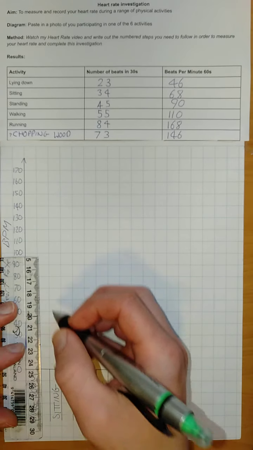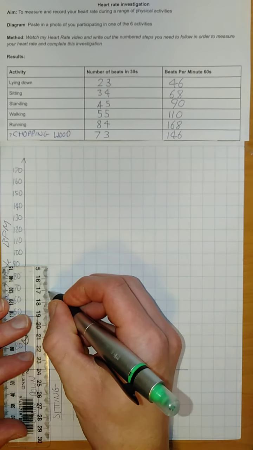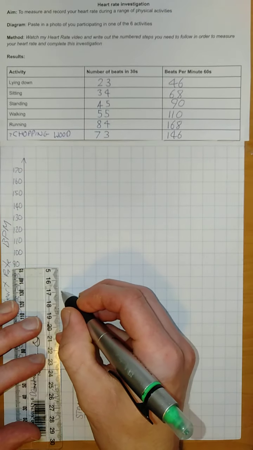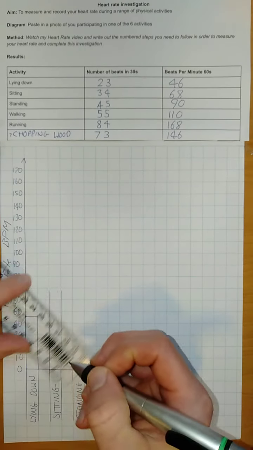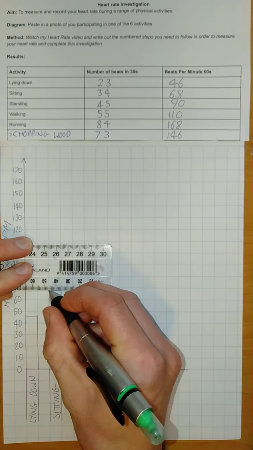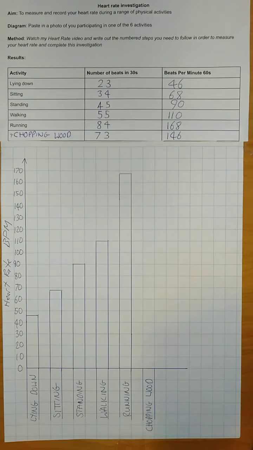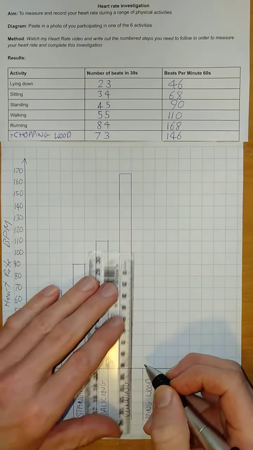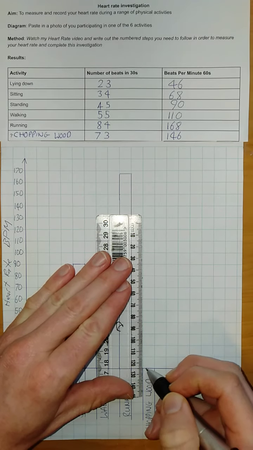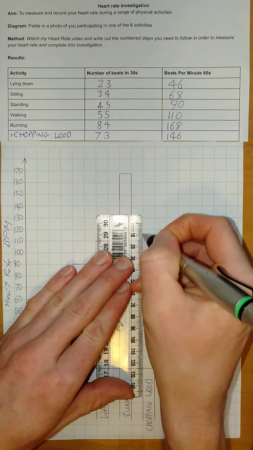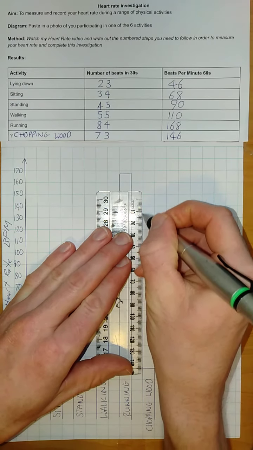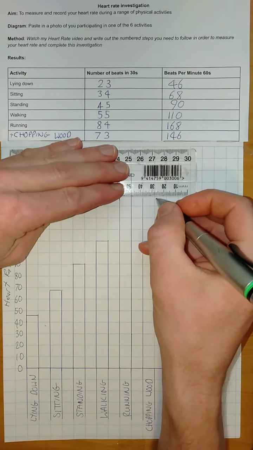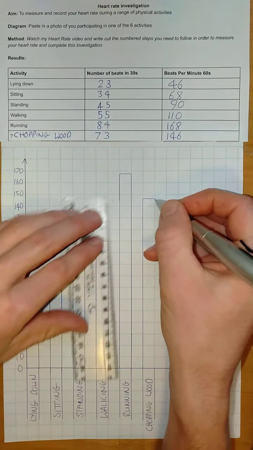So sitting goes all the way up to 68, which is about there. And across. Alright, and finally chopping wood, which is going up to 146. Got to go beyond there. 146. And ruling across the top.